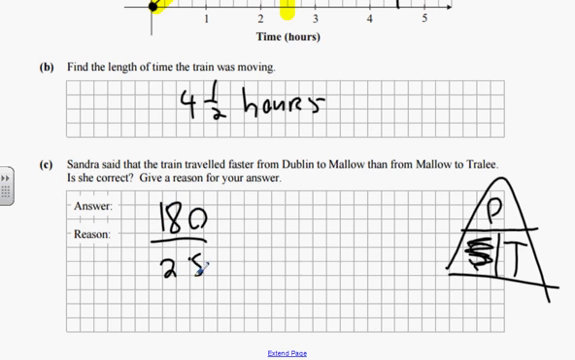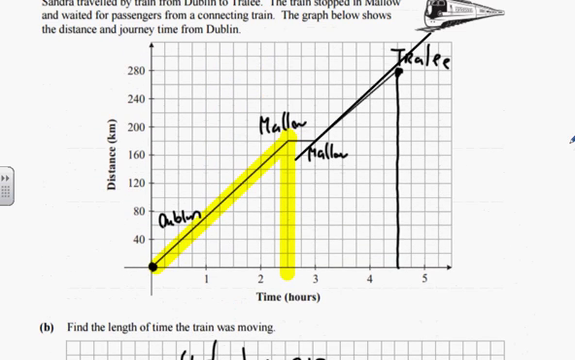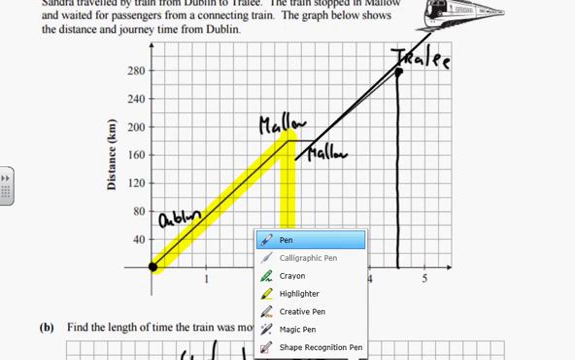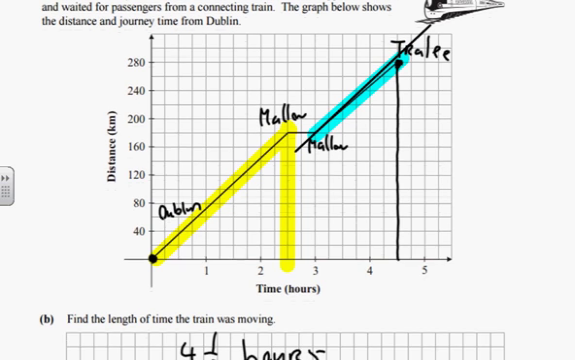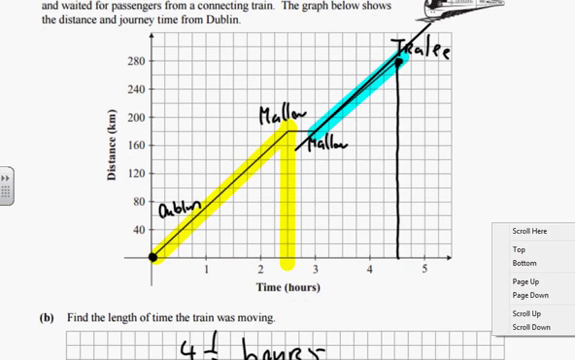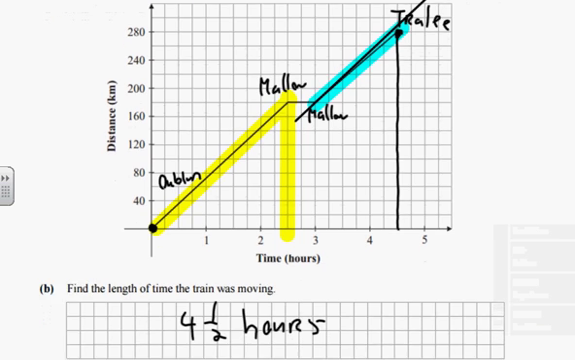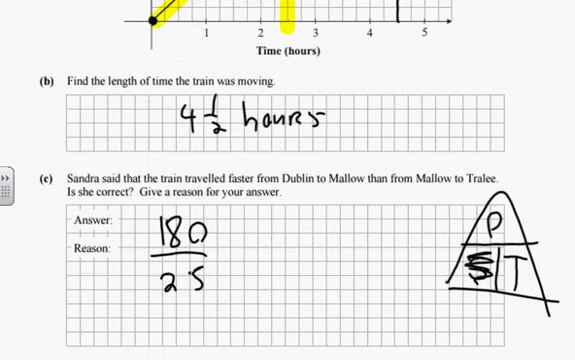Okay. The next journey, which I'm going to have in blue, is what, guys? We're starting here and going upwards. We start at 3 hours and we finish at 4.5. It's 1.5 hours. And how far did we travel? 180 to 280. 100 kilometres. So 100 kilometres, and the next one's 100 kilometres divided by 1.5.